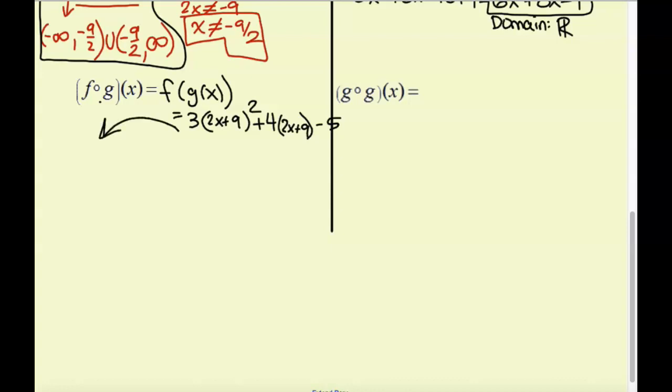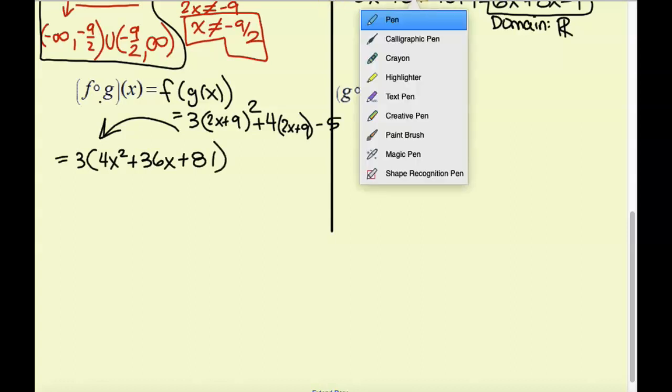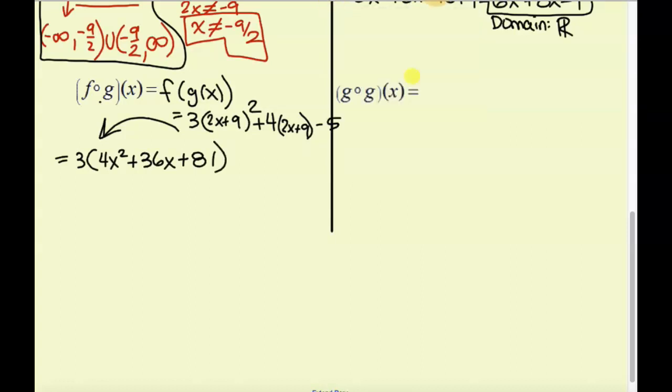So now I have to be a little more careful and know some things about how to square binomials, right? So here's 4x squared plus 36x plus 81. That's 2x plus 9 squared. You should really know that. I'm going to highlight that just so you remember that if you square a binomial, that would be the result. You shouldn't have to go through much of a process to do that.